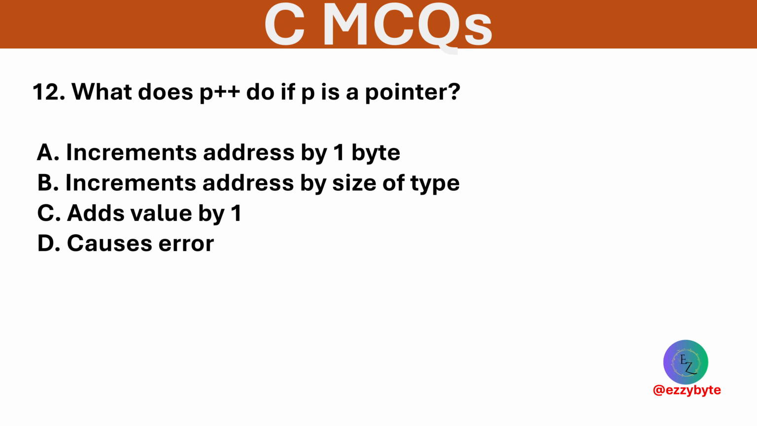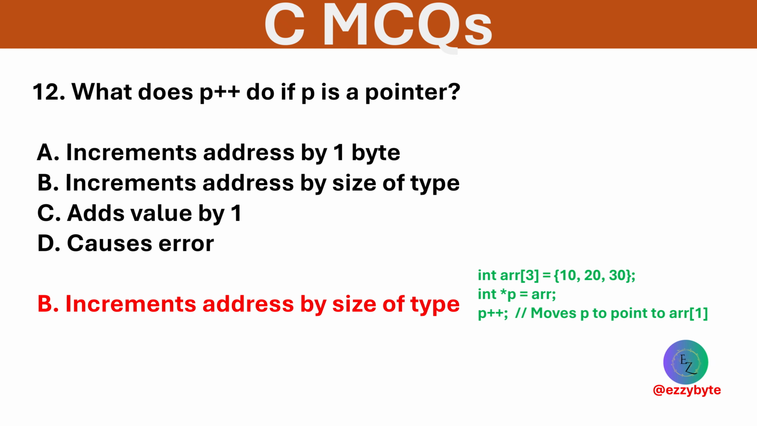What does P++ do if P is a pointer? Options are increments address by 1 byte, increments address by size of type, adds value by 1, and causes error. Option B is correct. It increments the address by size of the data type.